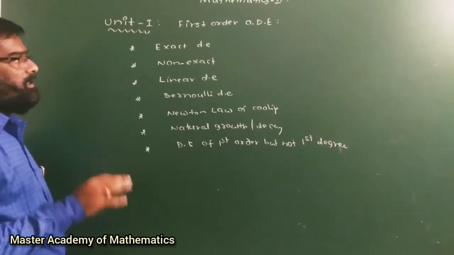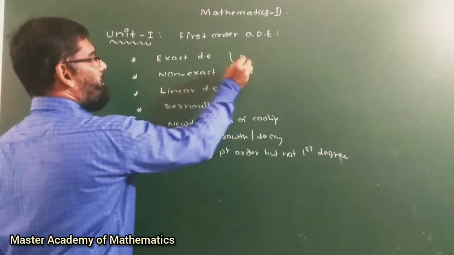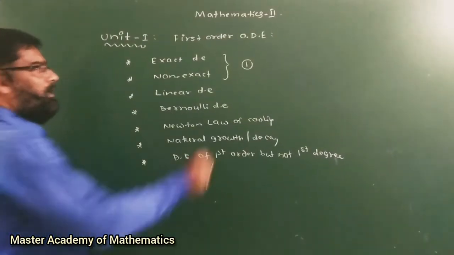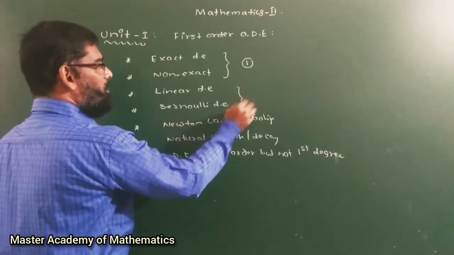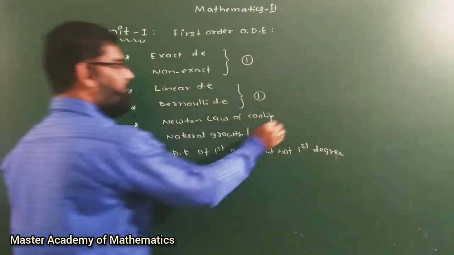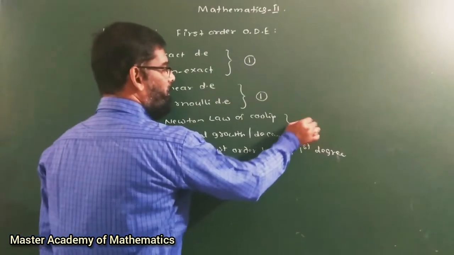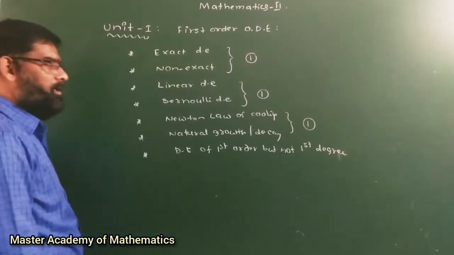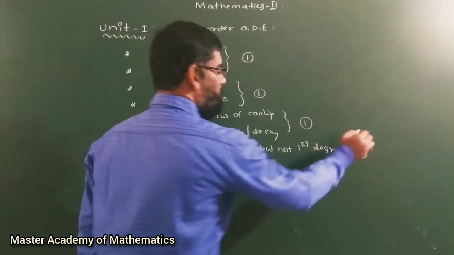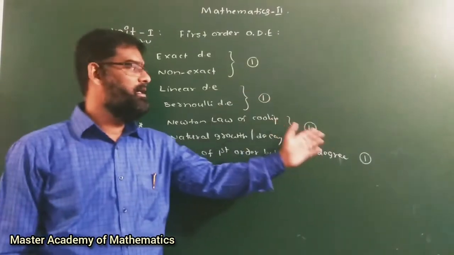Out of these different topics, exact and non-exact, you can expect one problem. Linear and Bernoulli, you can expect one more problem. Newton law of cooling and law of natural growth and decay, this is one problem. Differential equation of first order but not first degree, this is one problem. Totally how many problems are there? 1, 2, 3 and 4.